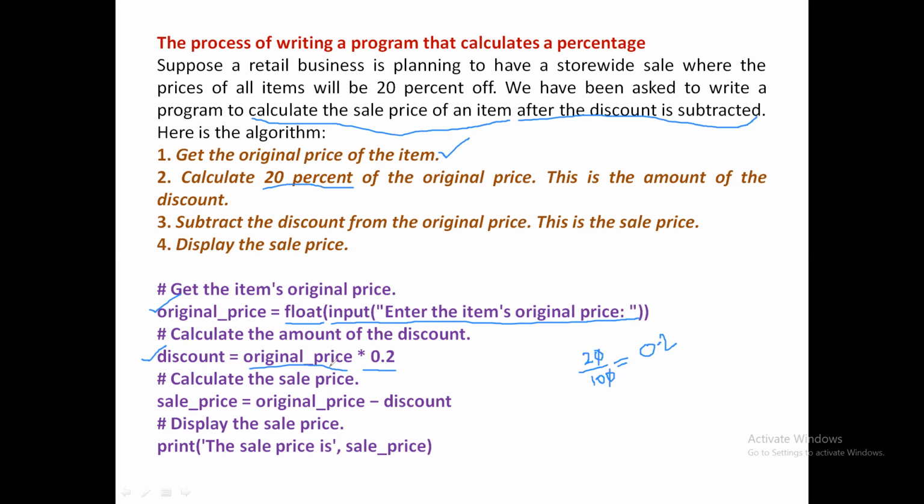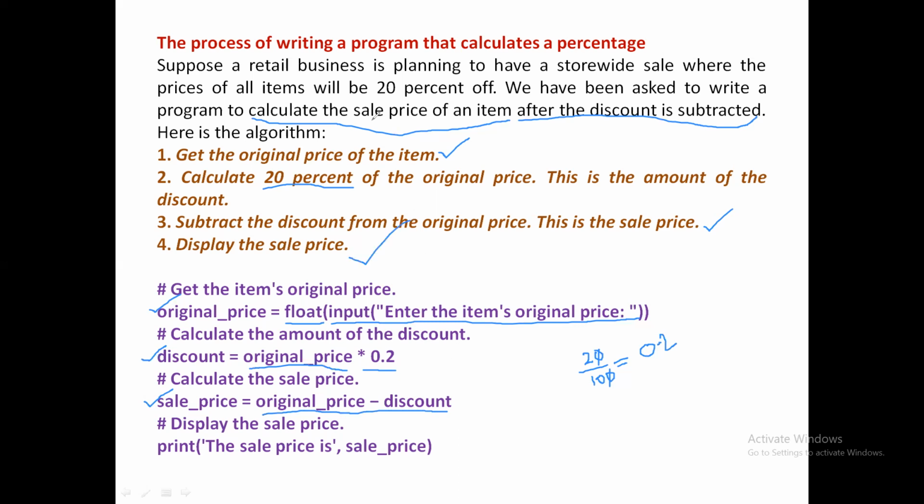Okay, then we need to calculate the sale price by subtracting the discount from the original price. So that is what we are doing in the third step. Sale price is equal to original price minus discount. This gives us the actual sale price of the product after discount is given. And then the last step is display the sale price.